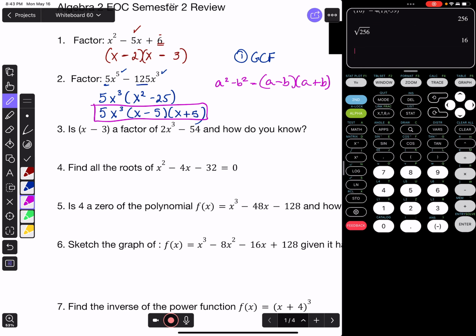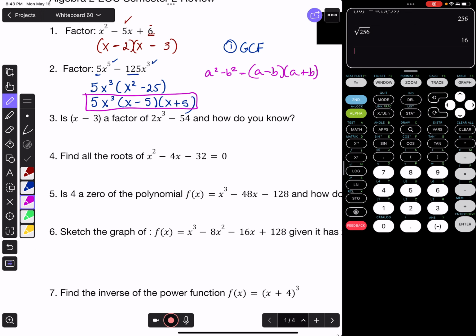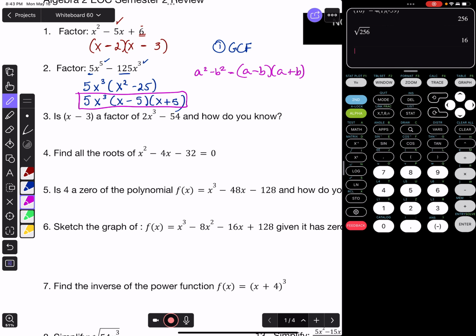Problem number 3, is x minus 3 a factor? Well, to determine if something's a factor, we can just use division. So we want to divide x minus 3 into 2x cubed minus 54. If our remainder is 0, we have a factor. So in synthetic, remember, we use what would be the 0 for this, so we'll put a 3 in there. We'll write down our coefficients. Now be careful here, we have a 2x cubed, but there are 0x squareds, there's 0x to the first, minus 54.